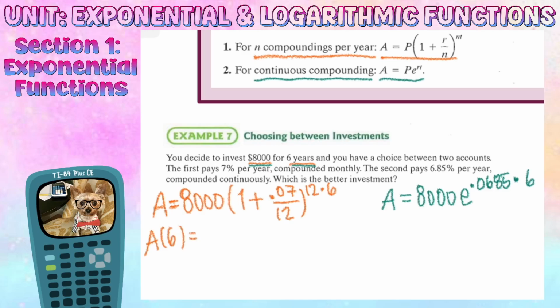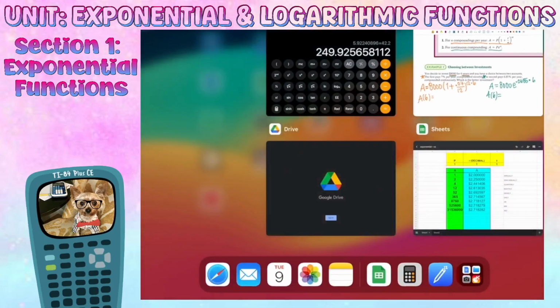so this is account 1. I kind of color coded. First account right there, and second account is right there, right? And then this will be A of 6 right here. All right. So let's go ahead to our calculator and check this out. So 0.07, 12, 6 years, $8,000.